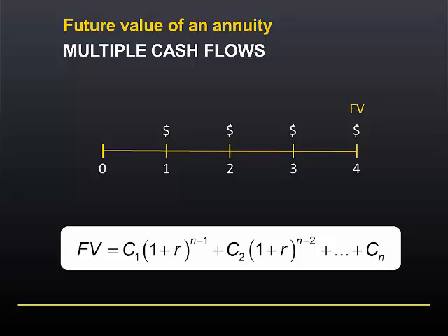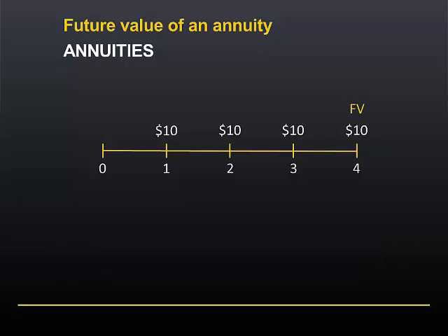Once again, we're treating each cash flow separately and compounding them up to period N. The last cash flow occurs as at period N and therefore does not need to be compounded. If the cash flows are identical, in this case $10, and the interest rate remains the same throughout the entire series of cash flows, then we call this series of cash flows an annuity.